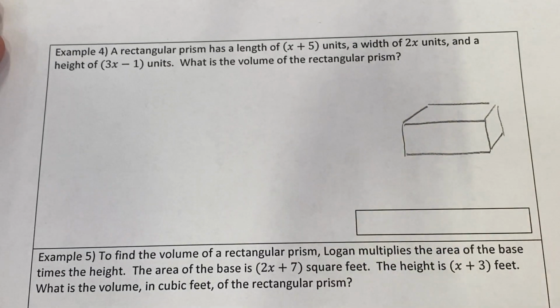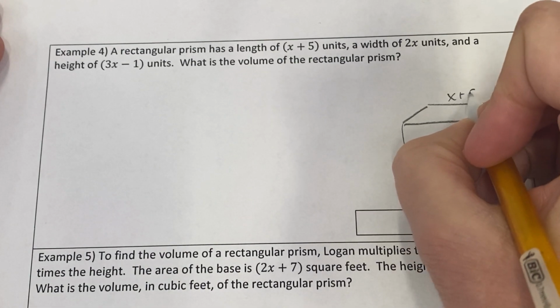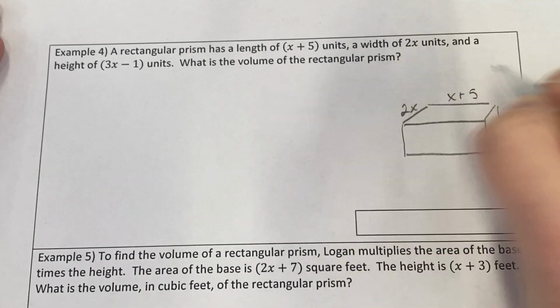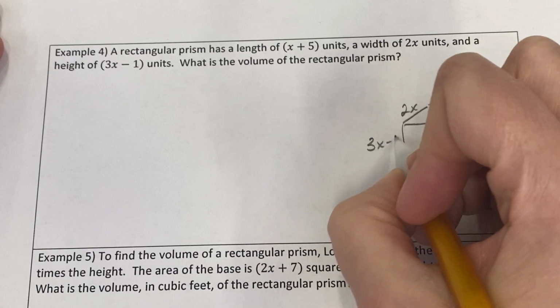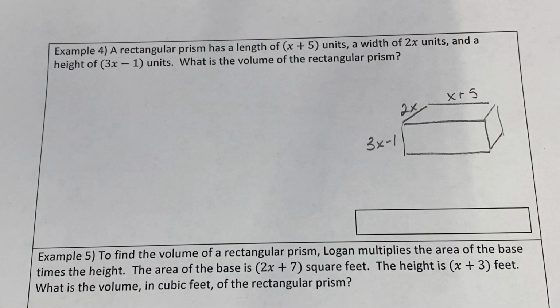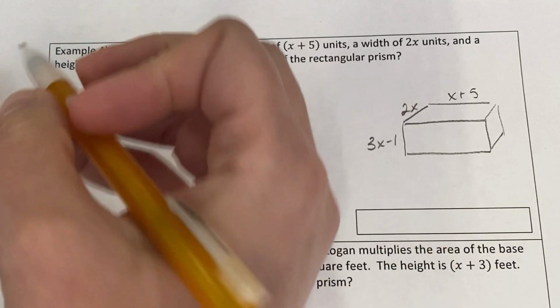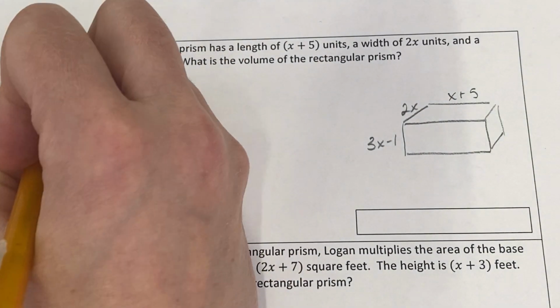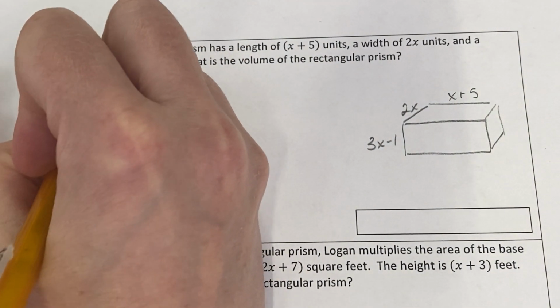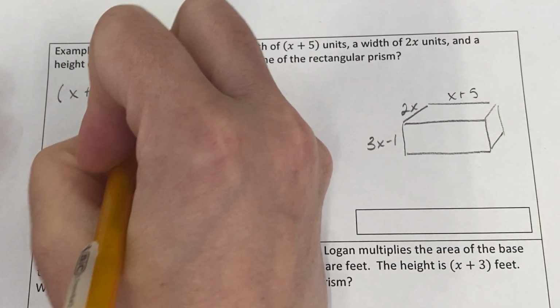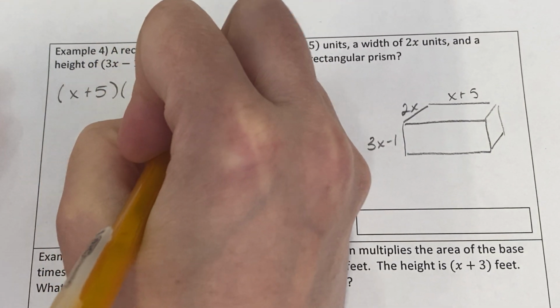So the length is x plus 5. The width is 2x, and the height is 3x minus 1. Sometimes I get the question, like, how do you know which dimension to label? And it really doesn't matter, as long as it's 3 different dimensions. All right, so x plus 5, and all these are going to go in parentheses.